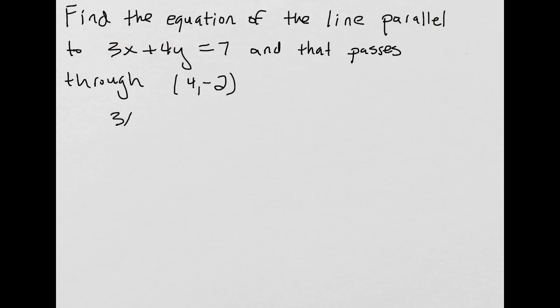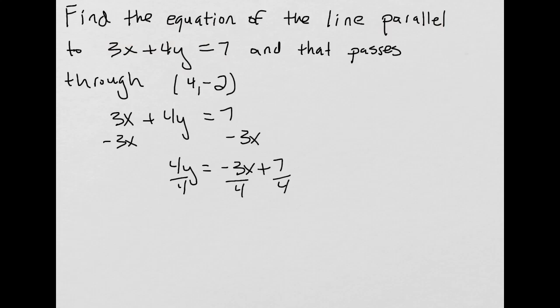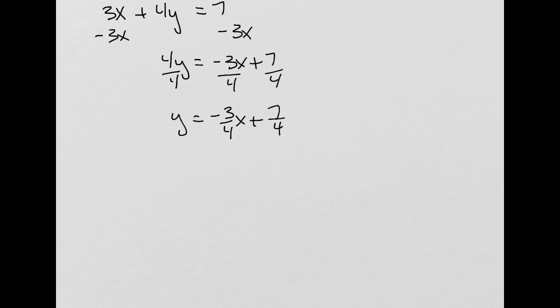So we've got 3x plus 4y equals 7, minus 3x, minus 3x. That gives us 4y equals negative 3x plus 7. Divide both sides by 4. And that gives us y equals negative 3/4 x plus 7/4. And that means the slope of this line is just the guy in front of the x, so it's just that negative 3/4.